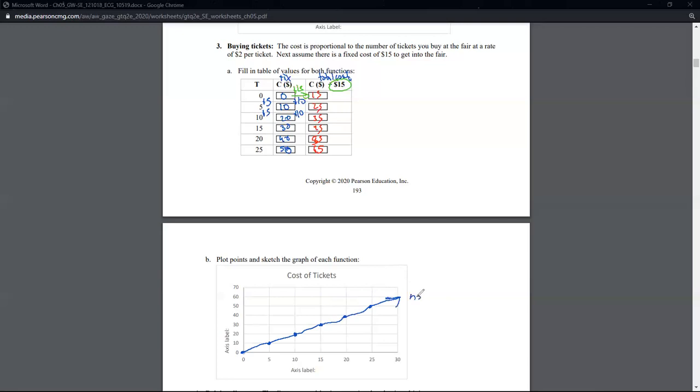So this was no gate fee. But then 0 tickets still cost you $15 in reality to get in, maybe go see some shows and stuff. Then if you buy 5 tickets, in addition to the $15 gate fee, it was 25. Then it was 35 for 10, 45 for 15, 55 and 65 for 20 and 25 respectively. Connect, extend, and that was your total cost with your fee included.